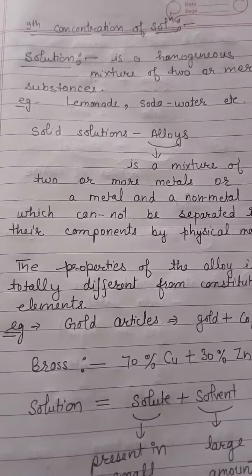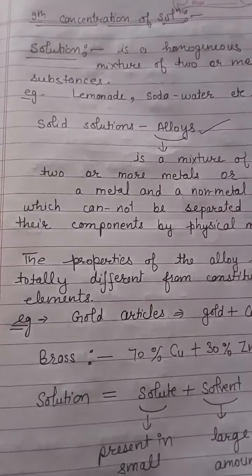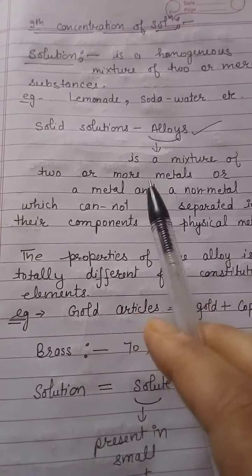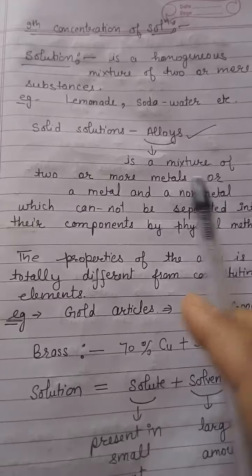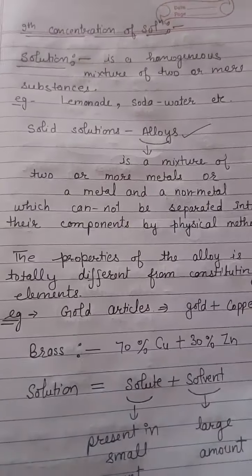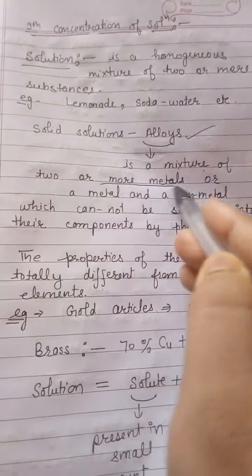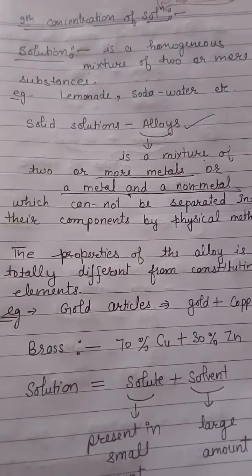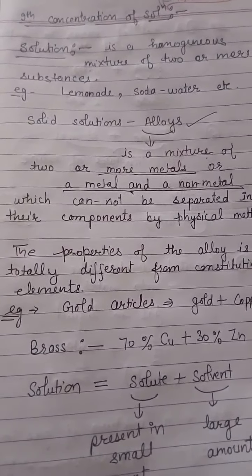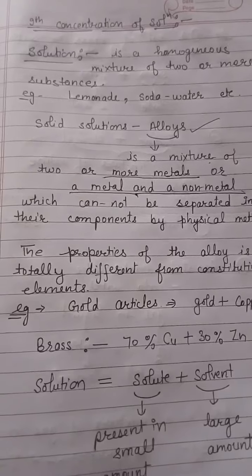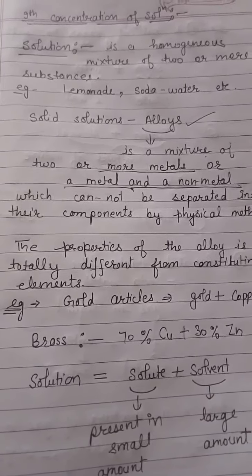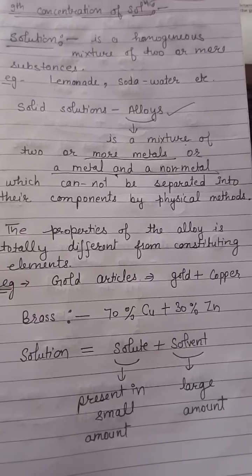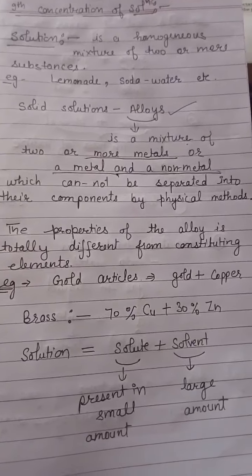The solid solutions are named alloys. What is an alloy? An alloy is a mixture of two or more metals, or a metal and a non-metal. It means it is a mixture of either two metals or one metal with one non-metal. And from alloys, the constituting elements can't be separated by physical methods. You can't separate them physically.